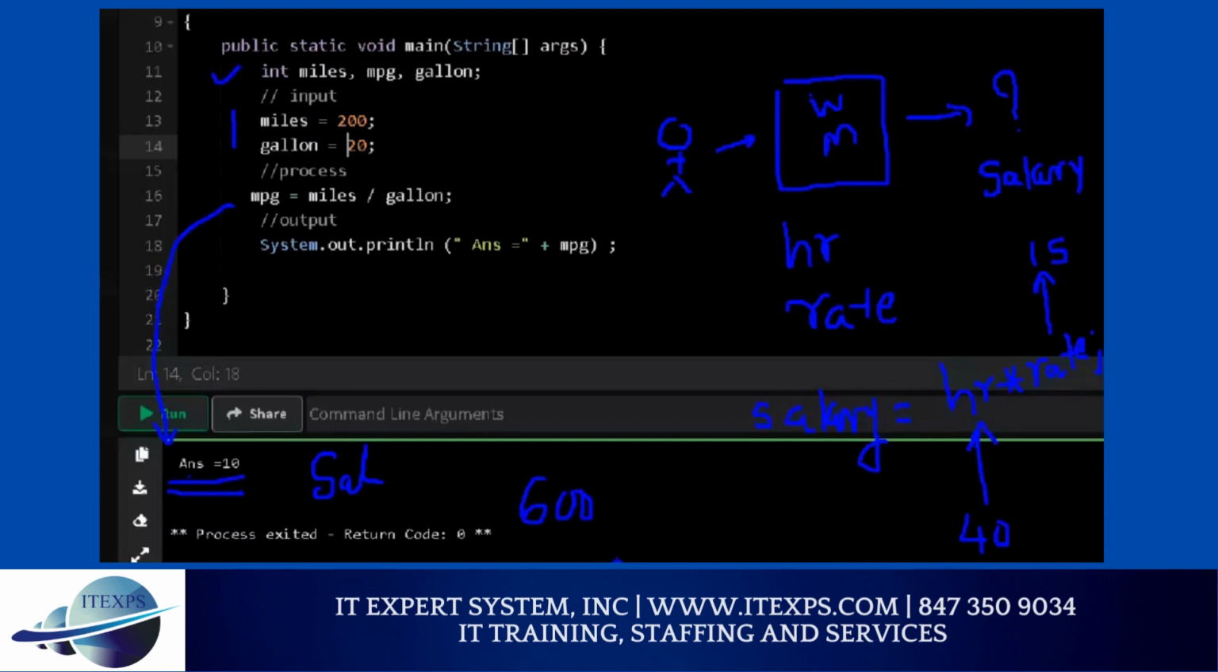HR. How much? 40. And what is the rate? $15. He's not making too much money. That's why he's coming for Java training.